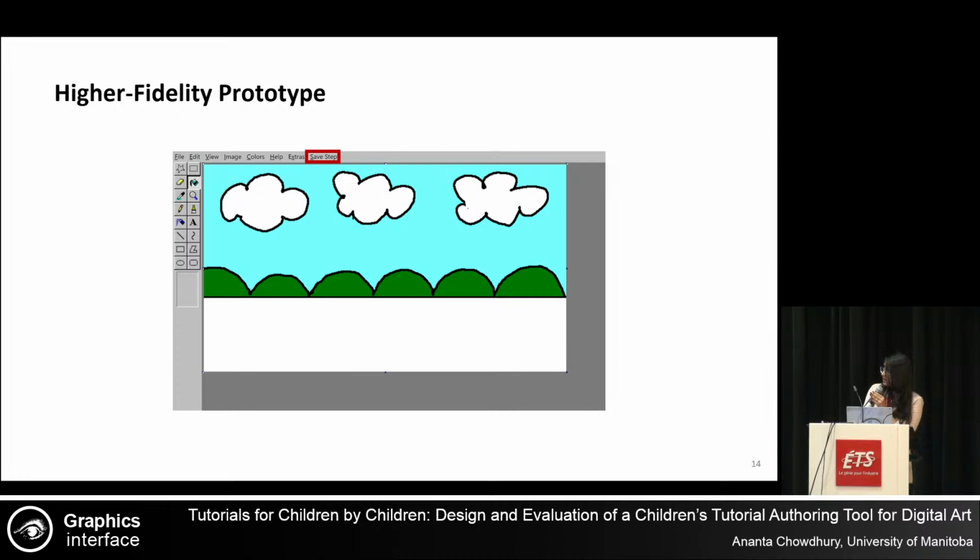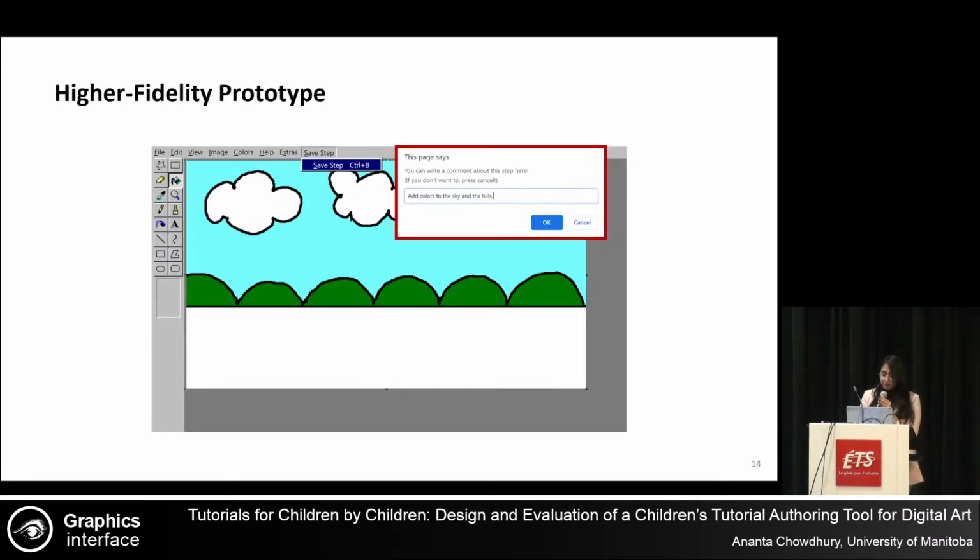The prototype also allows the child to comment about the step when they are capturing it. This design decision was based on the feedback that we received from our participatory design sessions, where some children preferred to write comments while working on the drawing so that they don't forget it later.